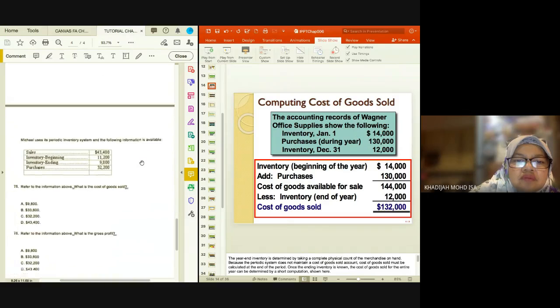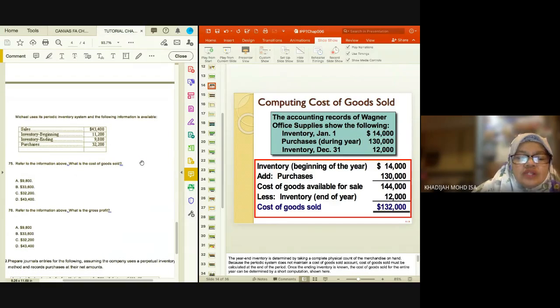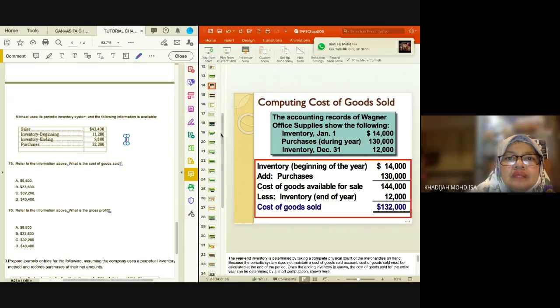Okay. How do you compute your COGS here? You know how to compute goods available for sale. You start with your opening balance. How much is your opening? Your beginning is 11,200. 11,200 plus purchases 32,200. I don't have it, I cannot write it here.